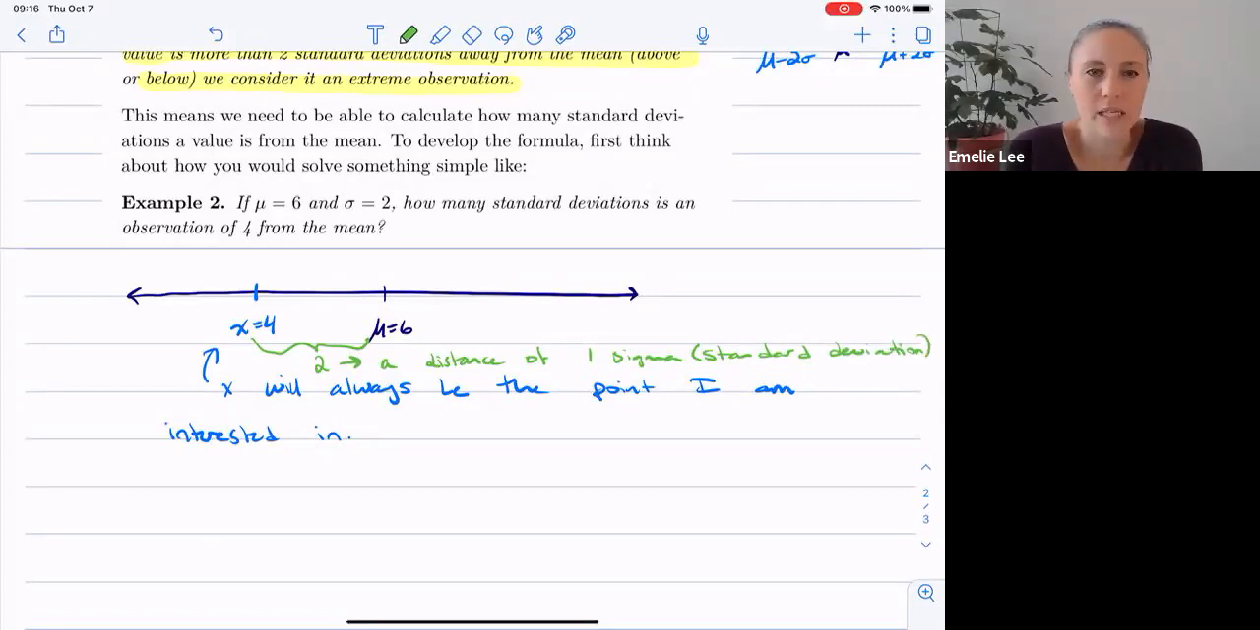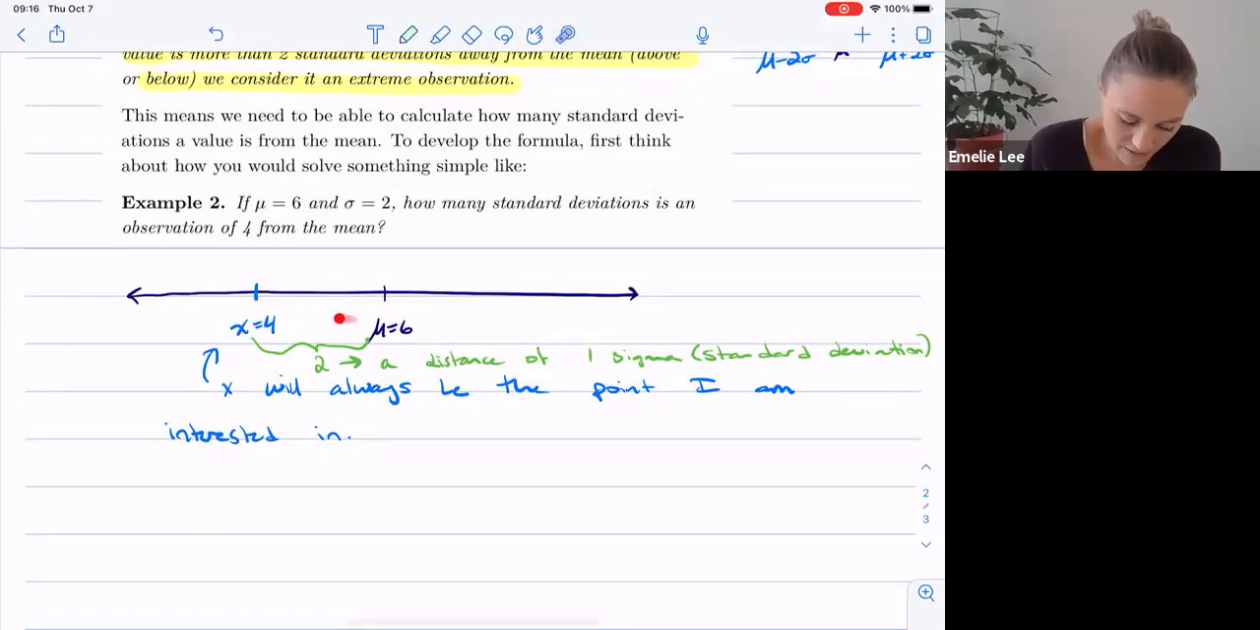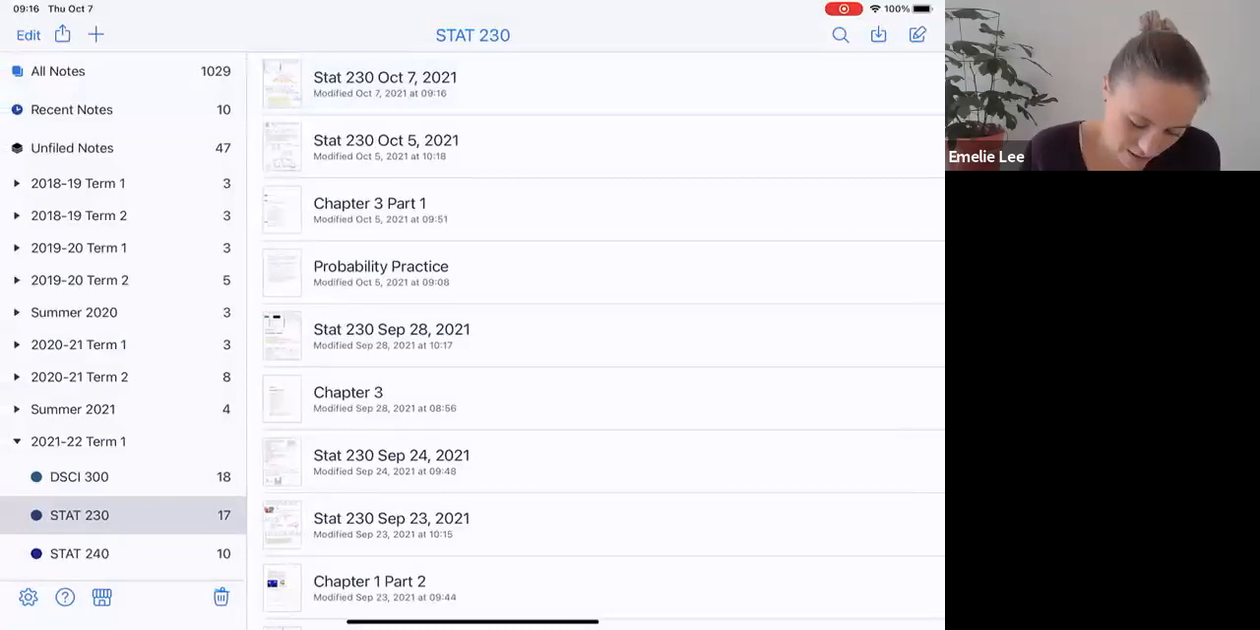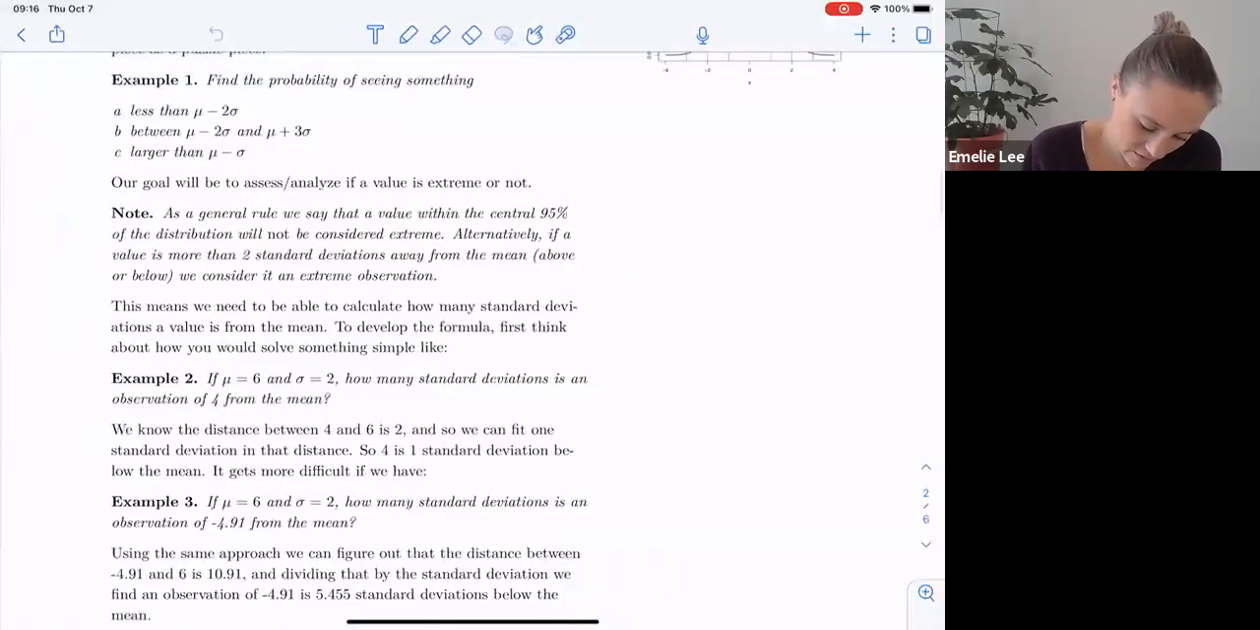What are you doing here? All right. Well, you're taking this distance between the mean and the observation, right? And then you're dividing it by whatever your sigma is worth. Okay. And so what we can do is we can develop a formula, but first, I just want to show you why.